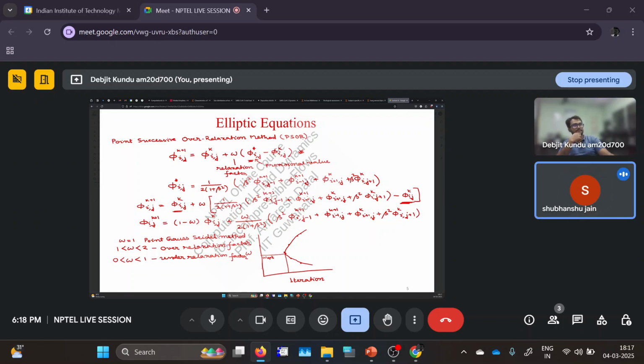So we are just writing 1 by 2 multiplied by 1 plus beta square in terms of phi star i comma j, to shorten the equation. Yes, that's exactly it. This is just to show that phi star is nothing but what phi k plus 1 would have been otherwise. Okay, sir. Okay, cool.